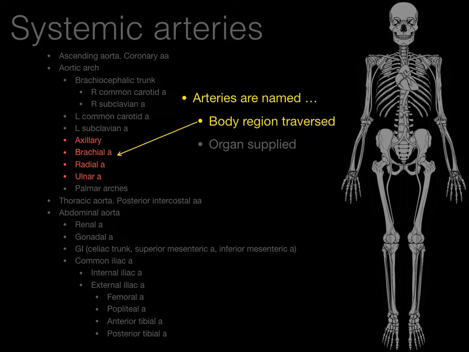And so here's an example of body region traversed. It's in the axillary region, so they call it axillary artery. It's in the arm, so brachial artery. It's by the radius, so it's radial artery. Or the organ it supplies. Hey, it goes to the kidneys, renal artery. It goes to the gonads, gonadal artery.